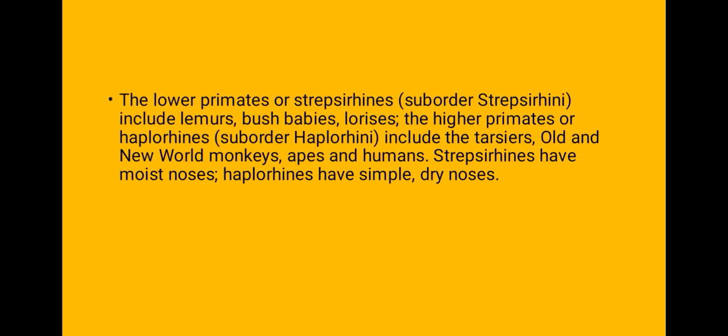The lower primates or strepsirrhines, suborder Strepsirhini, include lemurs, bush babies, lorises, and the higher primates or haplorhines, suborder Haplorhini, include the tarsiers, Old and New World monkeys, apes, and humans. Strepsirrhines have moist noses, haplorhines have simple dry noses.